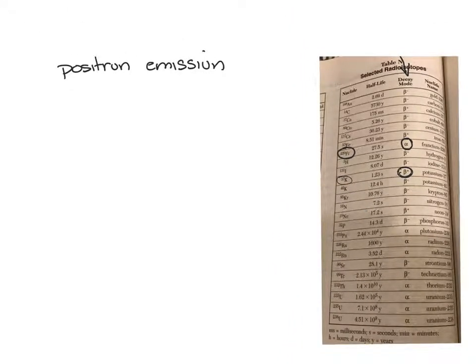Okay, so we're going to take potassium-37. We're going to break it down into a positron.